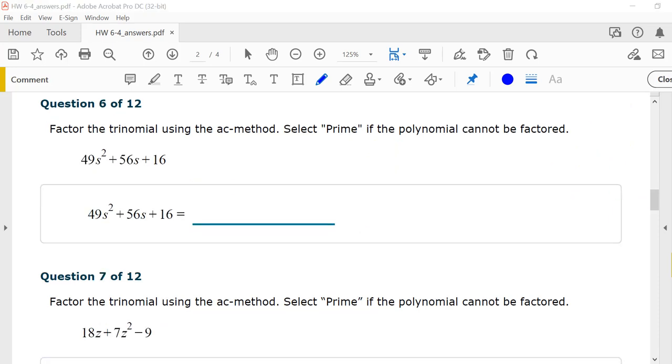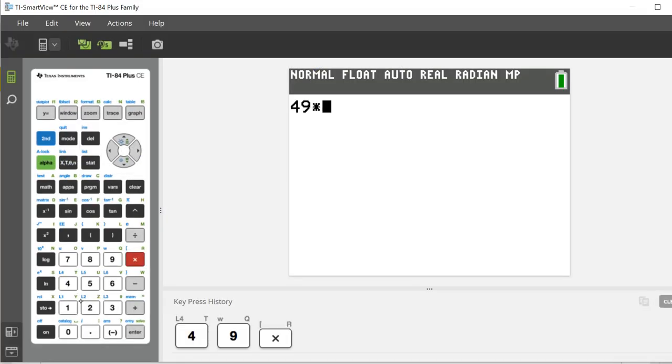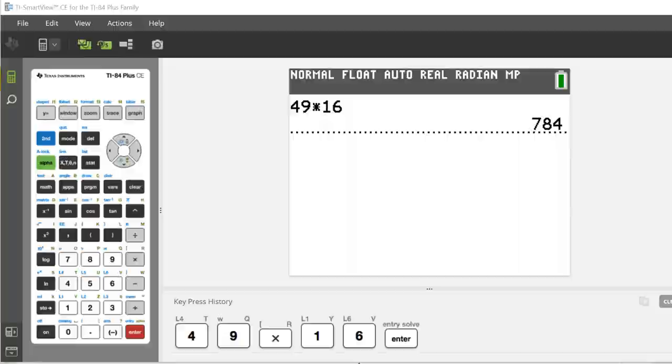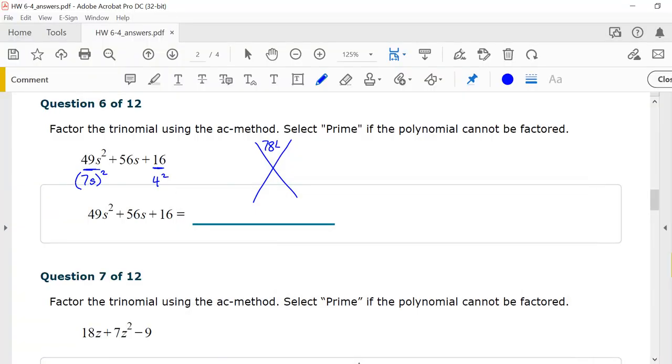Okay, number 6, back to the trinomial. There is not a GCF. I do notice that this is 7s squared, and I notice that this is 4 squared. That's going to come into play in just a minute. I'll show you what I mean. But let's say we didn't recognize that. So we're going to do 49 times 16 and get 784. Boy, that's a big number. And then 56 is going to go down below.